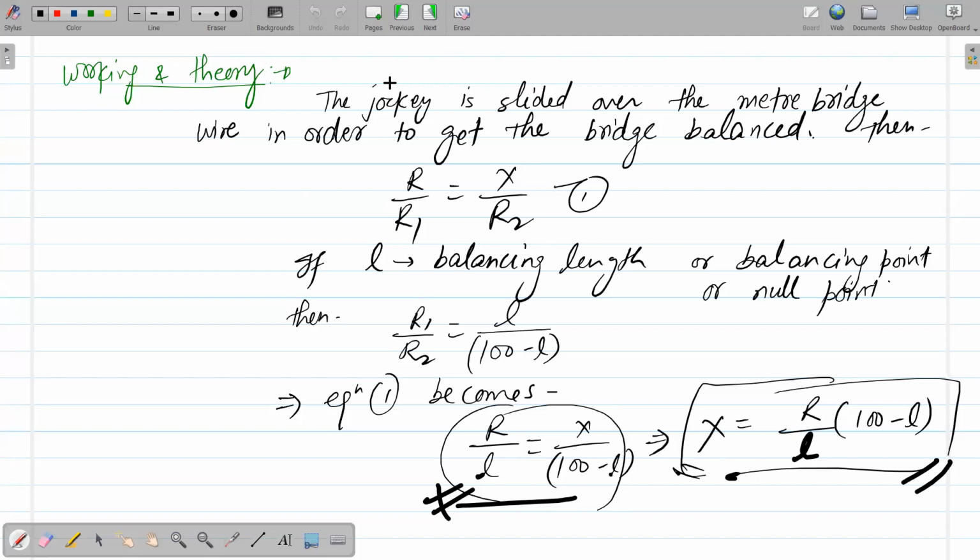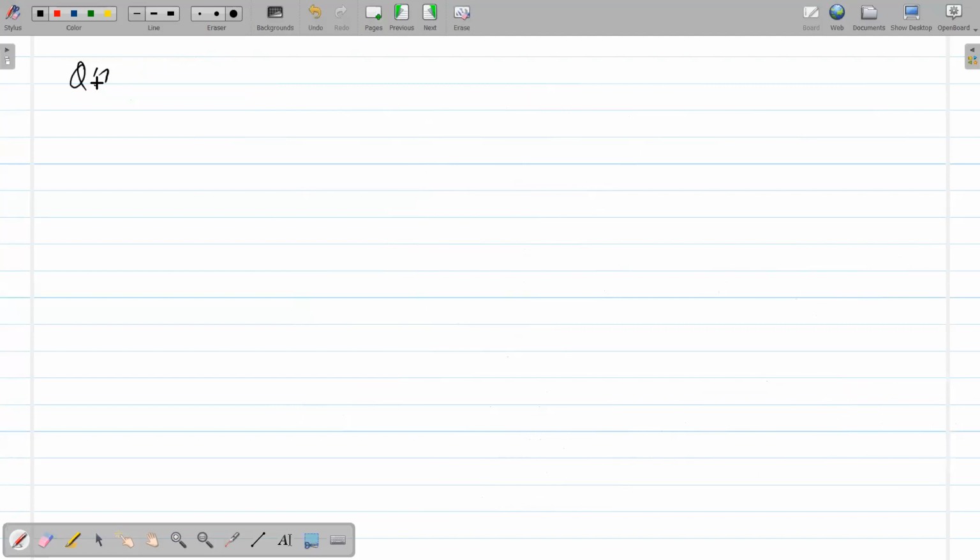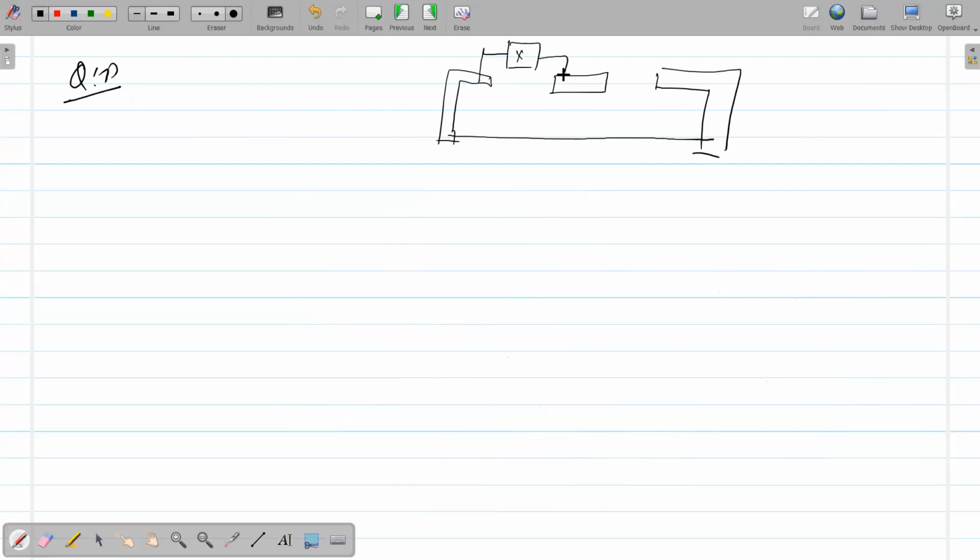Now let me give you a few questions based on it. Let us discuss one question based on it. The question is that this is the meter bridge, right? And this is the meter bridge wire, and here we have X, and this is a 100 ohm resistance, and here we are connecting a galvanometer, a jockey, and a potential difference with the help of a battery, right?